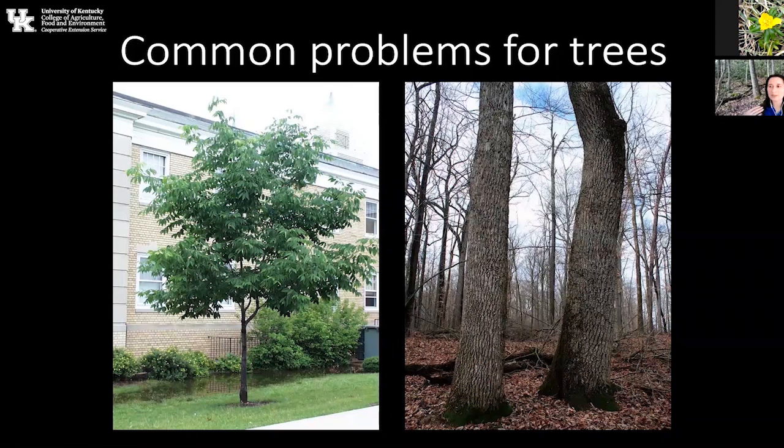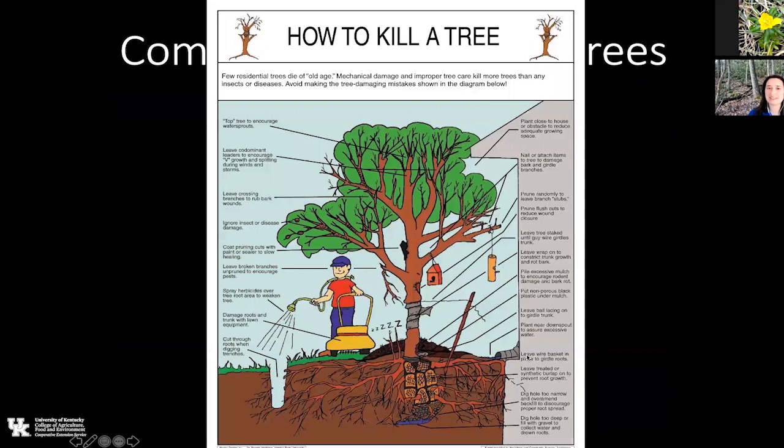And so I think on the one hand, that's a little frustrating, but on the other hand, it gives us a lot of potential to solve those problems and to help those trees thrive. So I found this figure that I thought was both really funny, but also really true in how to kill a tree and the many different ways that we can kill trees in the landscape setting.